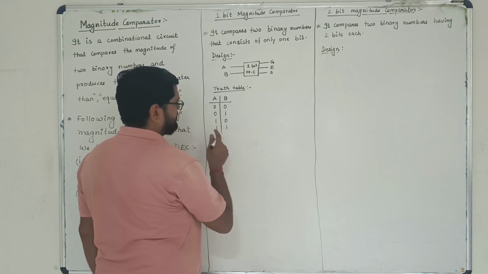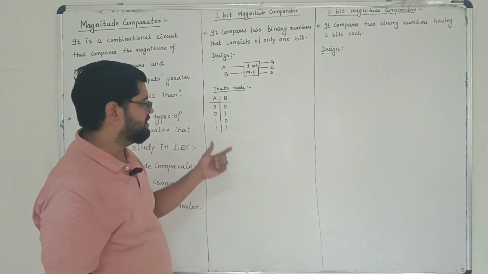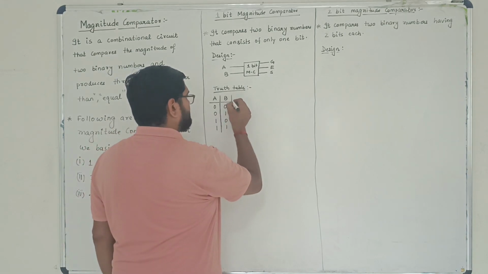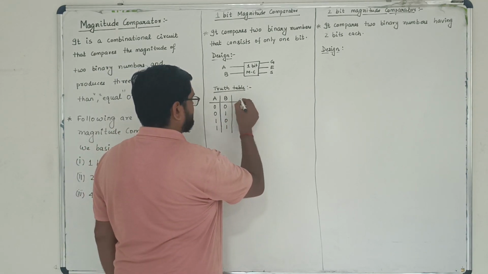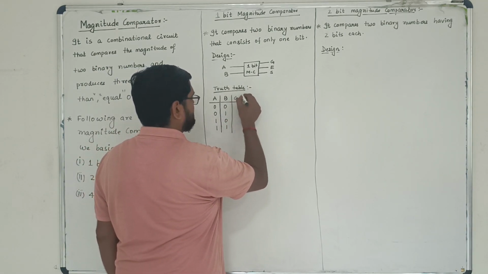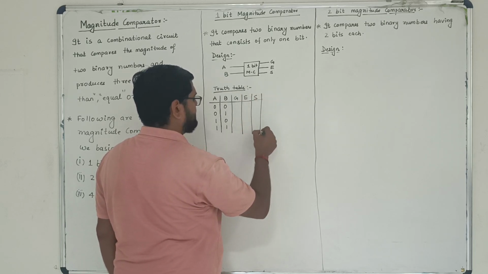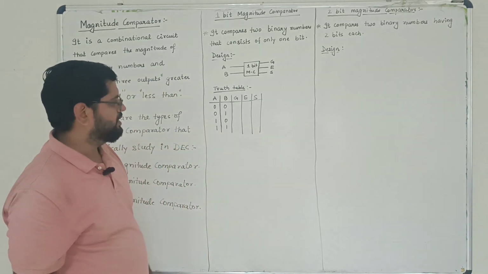And let us suppose someone wants to write it as 0 0 1 1, 0 1 0 1. That is also fine. Now, what are the various outputs expected? The outputs are, first one is G, then E, and then the last one is S. GES represents greater than, equal, or smaller than.